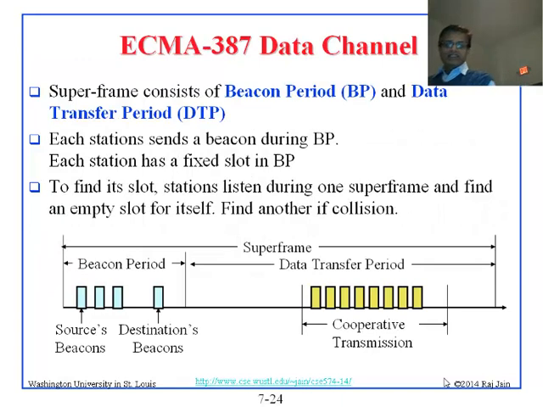All right, now the data channel. So a super frame consists of the beacon period plus the data transfer period. Now each station sends a beacon during the beacon period. Now this is another interesting part. Totally distributed. So in the other case, one PCP sent a beacon. Here, if there are 15 stations, there are 15 beacons. Everybody is sending a beacon. And in the beacon period, you find your slot when you can talk.